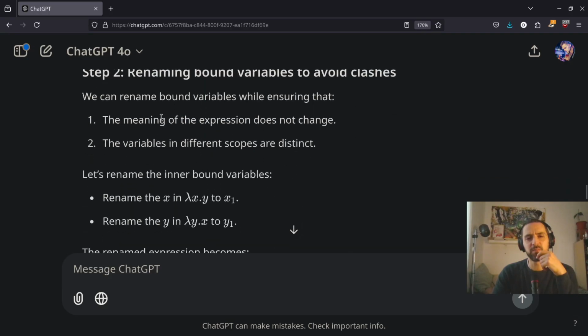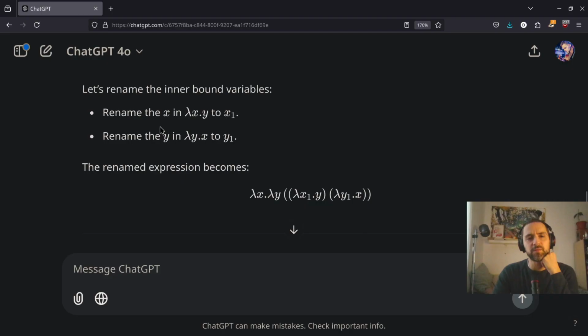We can rename bound variables while ensuring that the meaning of the expression does not change. The inner bound variables. Rename the x in lambda x dot y. Yes, x1 and lambda y1. Yeah, so it's not this because this inside is bound with this, but free compared to this. It's interesting.